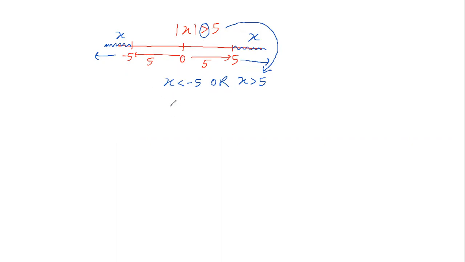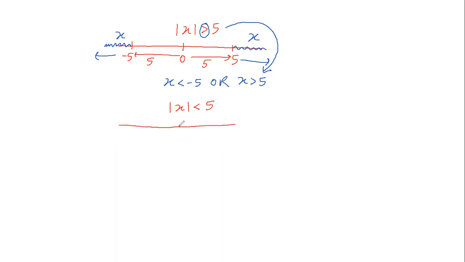So let's take one more example. If I say mod x is less than 5, guys, I believe everyone will be able to read this in the context of distance. It's the same thing: we are looking for the values of x.